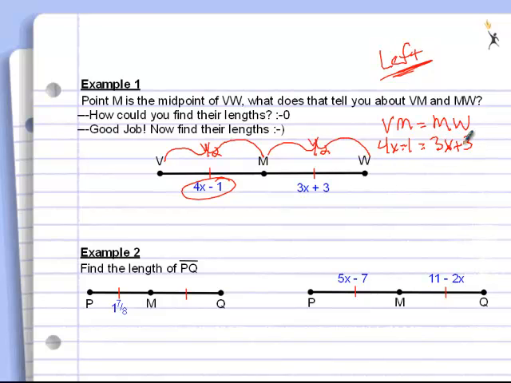Right now, 3x is being added to 3. If I want to undo that addition, I need to do the opposite, which is subtraction. But what I do to one side, I have to do the other. So I'm going to subtract 3x from both sides. And look, I moved it to the other side.